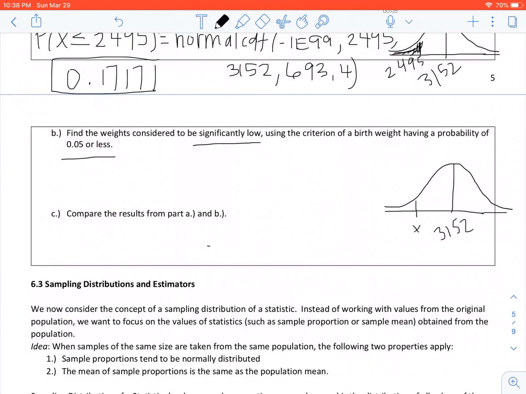So I'm going to call this X because we don't know the weight. But it says that it has a probability of 0.05 or less. The probability of that small amount that we have in here is 0.05 or less. That's why it's shaded to the left. So in order to find our answer here, we need to use inverse norm.